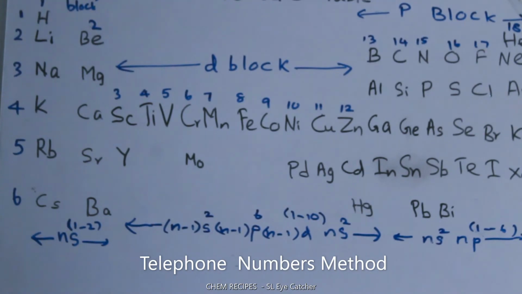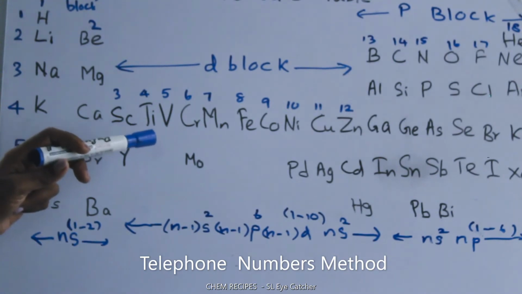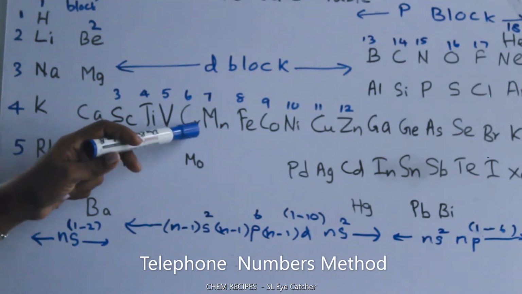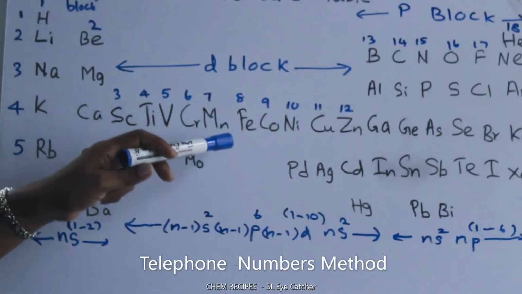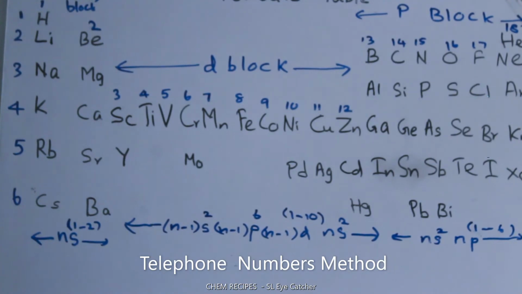Scandium, titanium, vanadium, 3 elements. Then chromium, manganese, 2 elements. Iron, cobalt, nickel, 3 elements. And copper, zinc, 2 elements. Repeat. Scandium, titanium, vanadium. Chromium, manganese. Iron, cobalt, nickel. Copper, zinc. It's simple. But practice this 2 or 3 times.